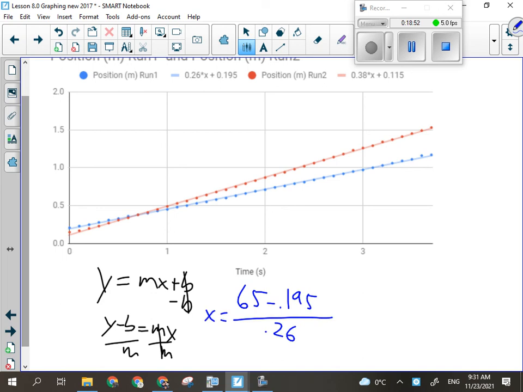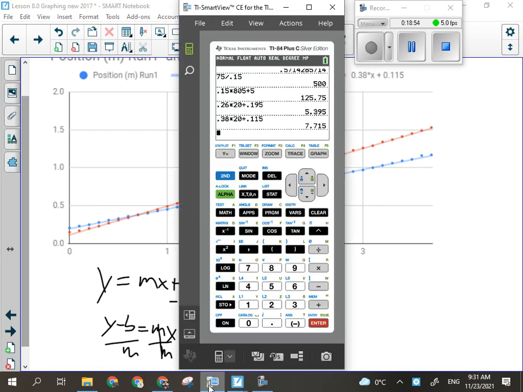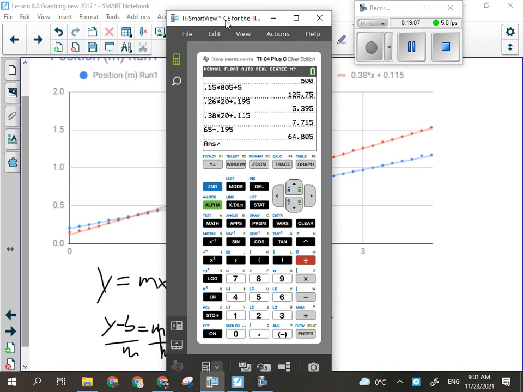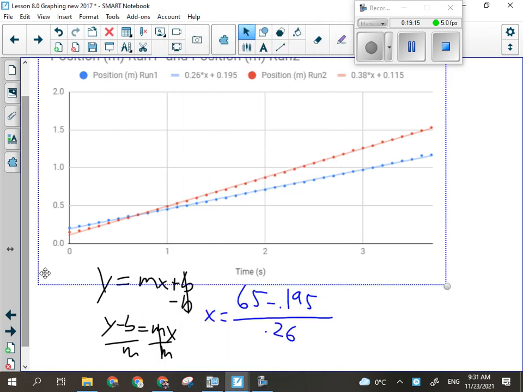All right, so for run 1, we are looking at 65 minus 0.195, divided by, what was the slope for that one again? 0.26. All right, so we're looking at 249.25 seconds.